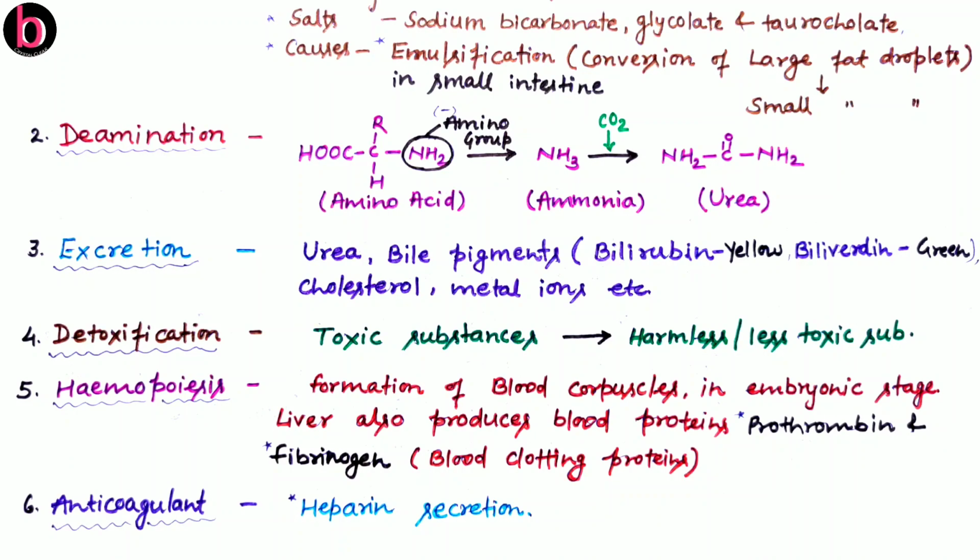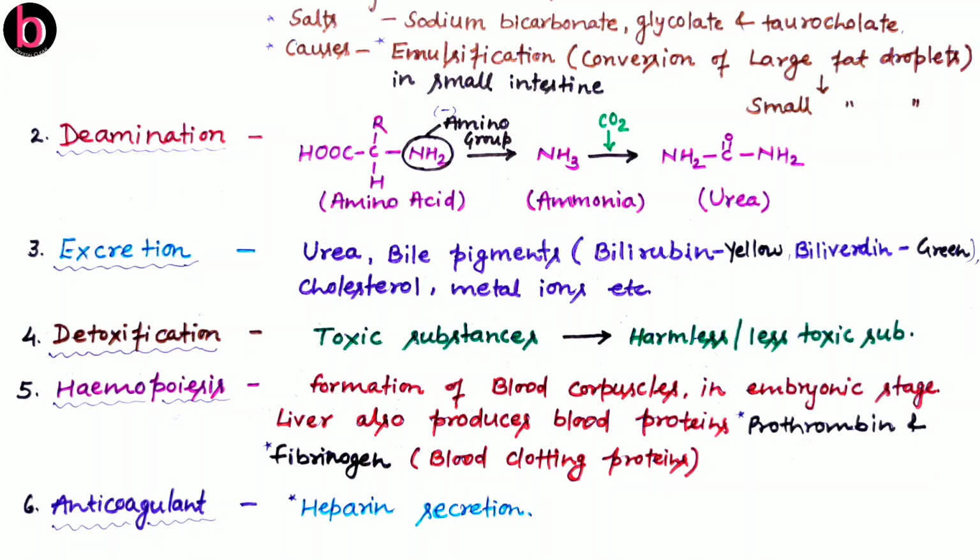The liver also produces a number of blood proteins like prothrombin and fibrinogen. Both these blood proteins are blood clotting proteins. They are responsible for clumping, clotting or coagulation of blood at the time of injury.